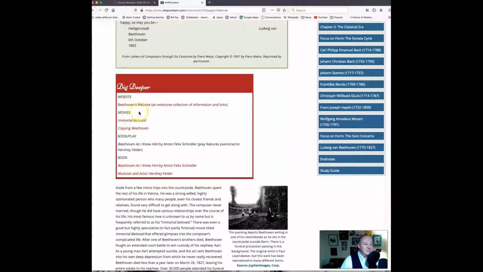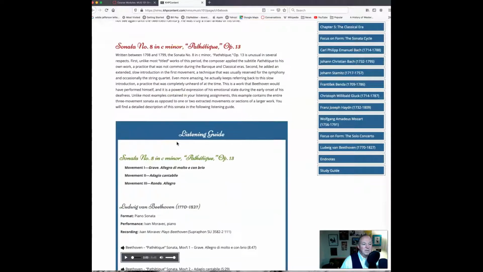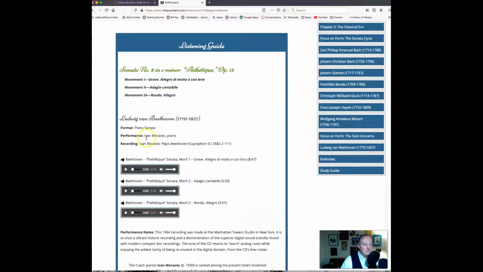Lots of great links to movies, websites, all kinds of cool stuff here for Beethoven. Again, the Pathetique Sonata, you've got all three movements. This is Ivan Moravec, one of the greatest pianists of all time, I think overlooked. He takes more time, allows the music to evolve more, and then he plays with more dramatic flair than you'll hear from a lot of pianists. He takes a lot of chances, and it really shows in his playing.